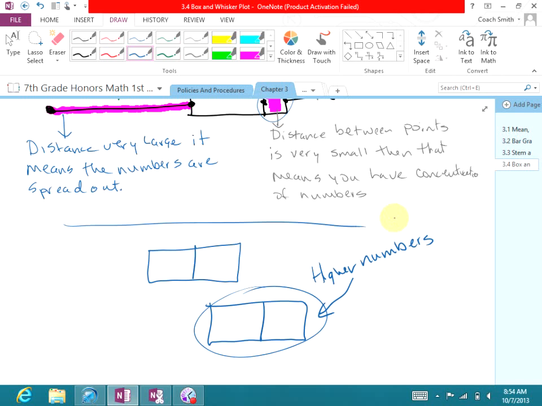Let's see here. Number 4 says the upper quartile is 117. Is that true or false? False, because what is 117? Upper extreme. Good. All right.